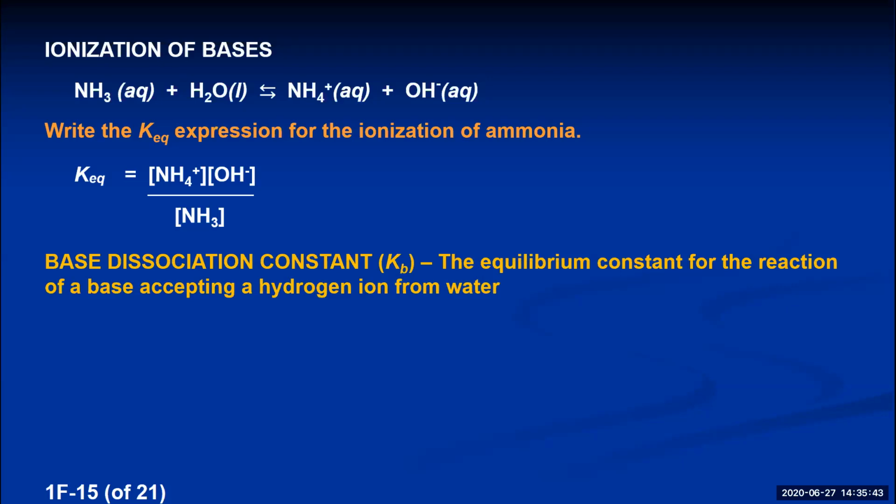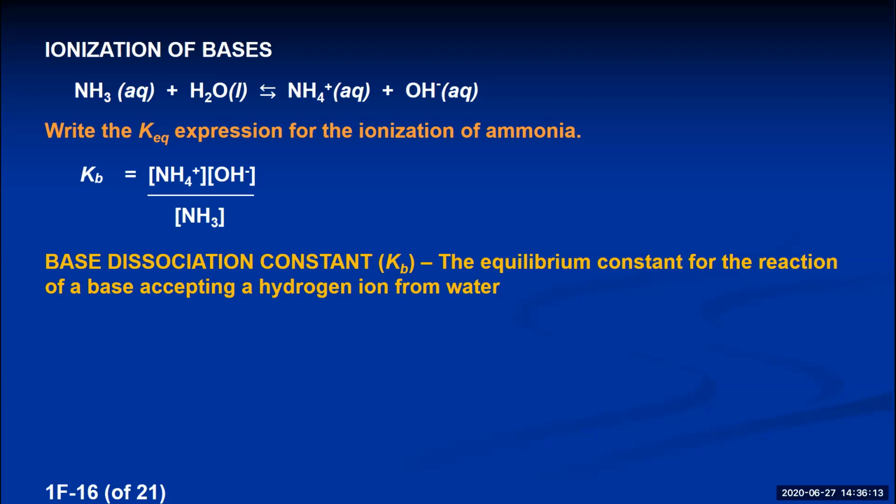So that's the equilibrium constant for the reaction of a base accepting a hydrogen ion from water. So anytime you're writing the reaction of a base with water, the equilibrium constant for that reaction is given the symbol K sub B because it's the base dissociation constant. And that's just a more specific name. It's actually still an equilibrium constant. It's actually still a Kc because it's the ratio of molarities. But because the reaction is so specific, they give it its own unique name.